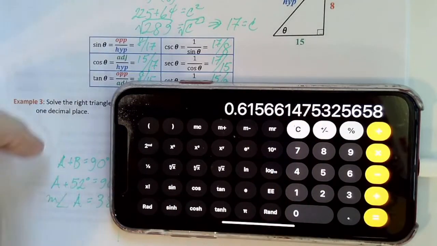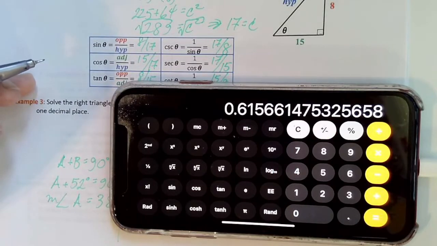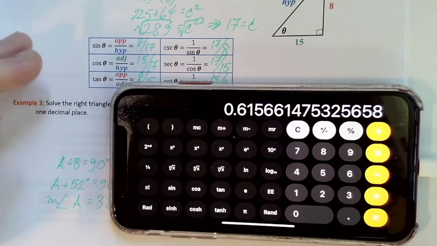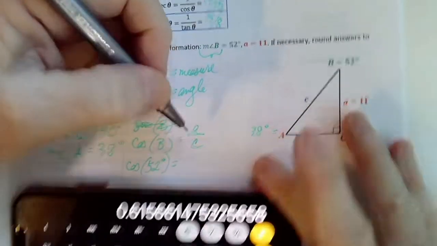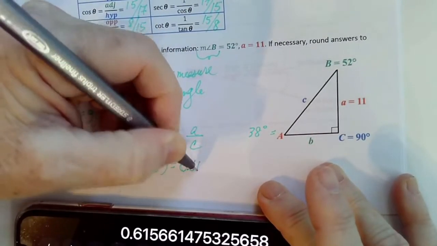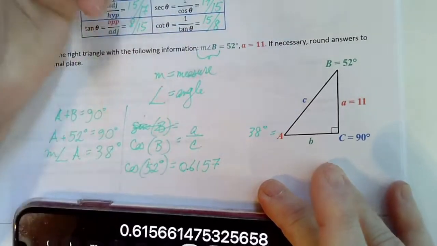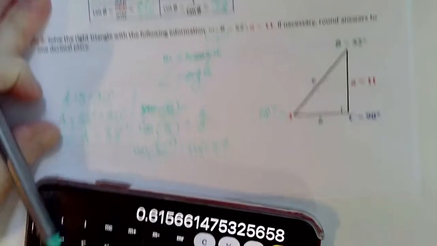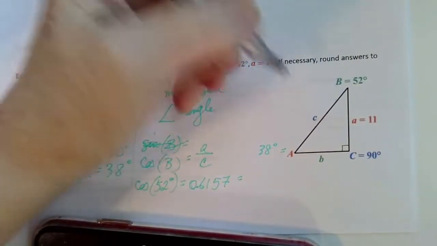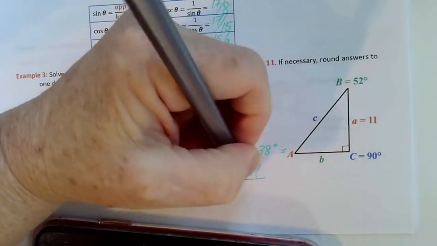So I get 0.6157. For sines and cosines, tangents, everything like that, we're going to round to 4 decimal places. So we get that the cosine of 52 is 0.6157. I'm going to round to 4 decimal places there. But we know that this is also equal to A, which is 11, over C.